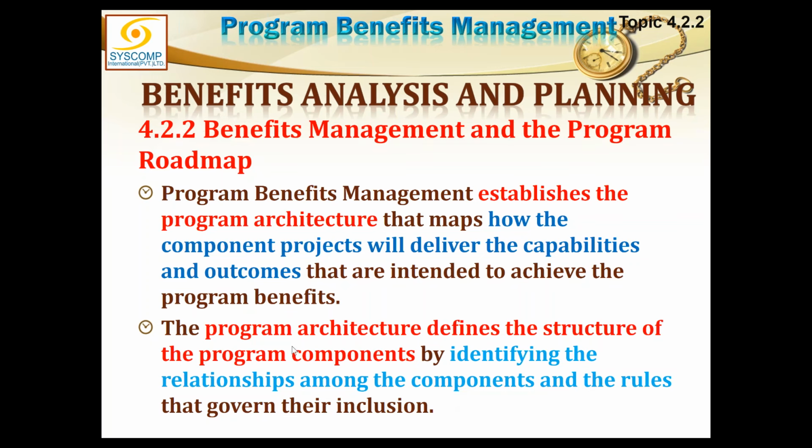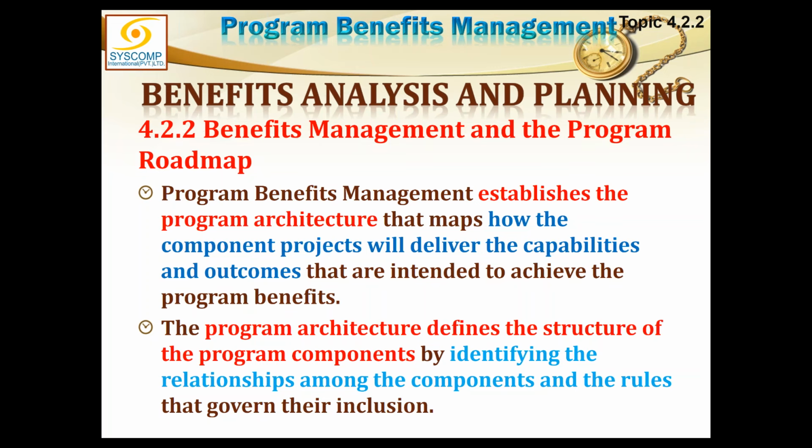We were talking about the program architecture that maps how the component projects will deliver the capabilities and outcomes that are intended to achieve the program benefit. So this gives us the mechanism. And program architecture defines the structure of program components by identifying the relationship. Like we had a relationship of activities in a project, here we don't have the activities as the lower part. Programs are just to manage the component interconnections, interrelationships.